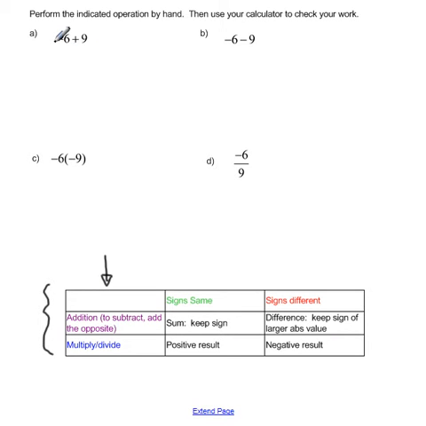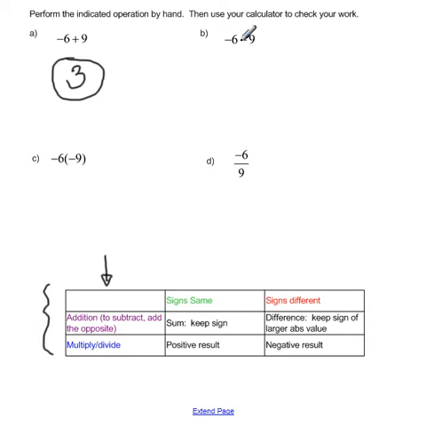So our first problem, -6 plus 9. We're doing addition, and notice that the numbers have different signs. So we take the difference. The difference of 9 and 6 is 3. And then to see which sign it should have, well, the 6 was negative, the 9 was positive. The 9 is the larger absolute value. Since that one was positive, our final answer is going to be +3.